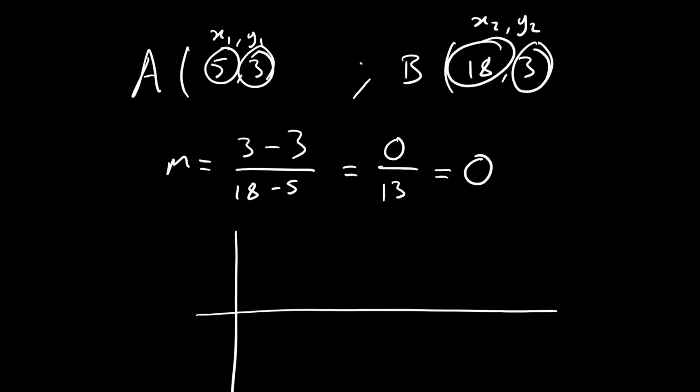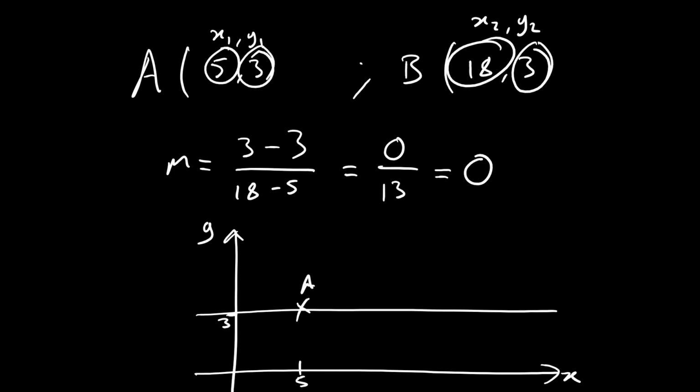And actually, if we plot these points on a graph, okay, this would be 3. This is how far we move up. This is our y, this is our x. And then we move across 5. Okay, and this would be our point A. That's 5, 3. Right, then to find 18, well, we move 18 units across and we move 3 units up. So that is our point B. And you can clearly see that if we put those things together, we'll get a straight line.